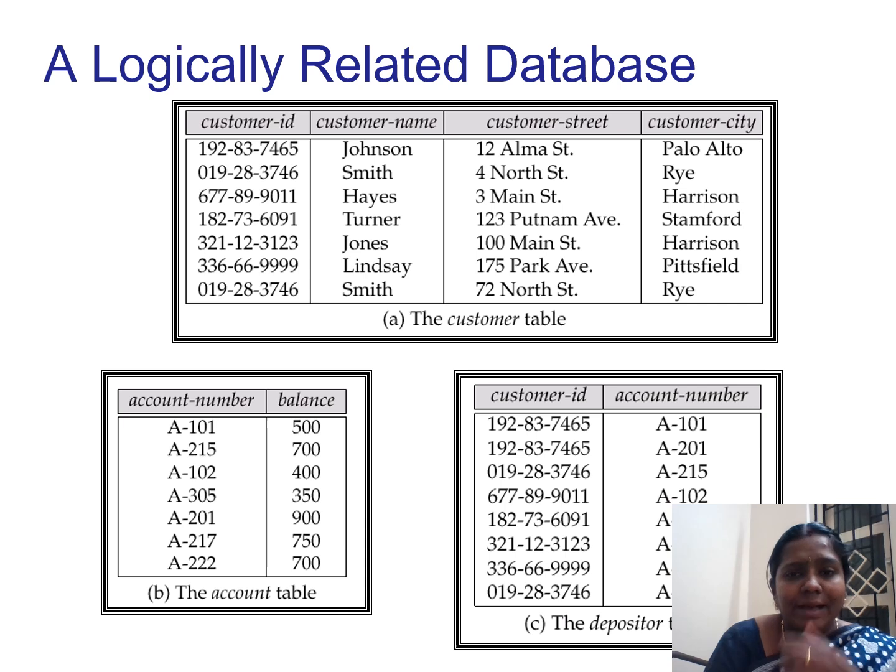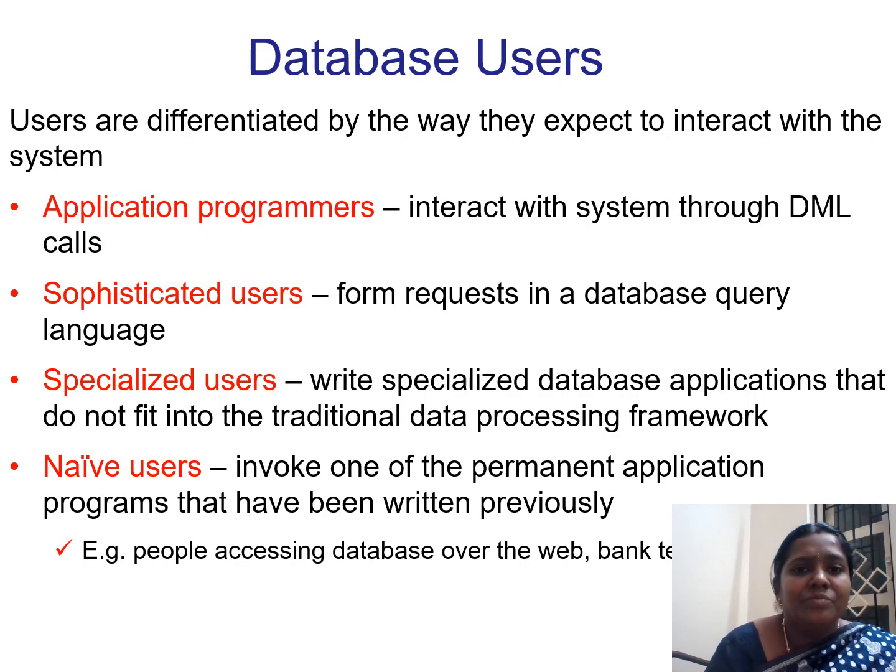So this is an example of a logically collected database with account numbers, and it consists of customer ID, name, customer street, etc. Then there are database users, like application programmers, sophisticated users, specialized users, and also naive users. The application programmers interact with the DMLs, where a sophisticated request is a database query. And the specialized users write applications that do not fit into the traditional data-processing framework.